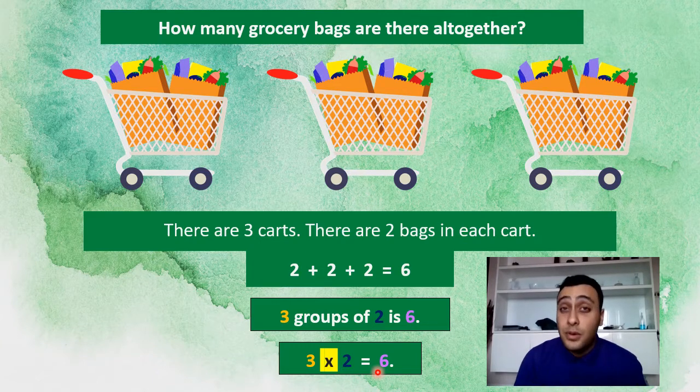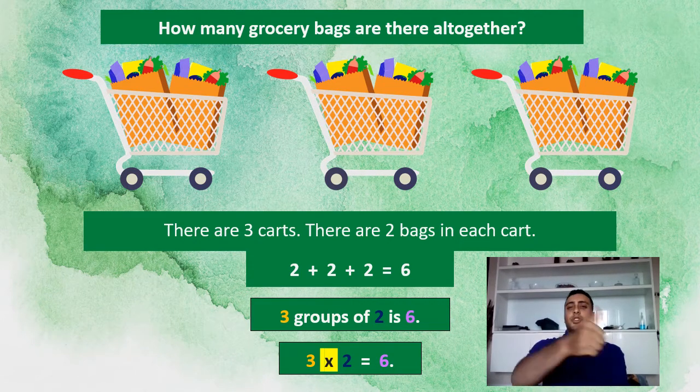Now, one thing that I forgot to mention is that this x is called times. For those of you who don't know the name, this is the name. It's called times. So we say 3 times 2, and this is called equals or equals to. Okay, so times and equals. So the multiplication sum here is 3 times 2 equals 6. Good job. Let's do one more together.